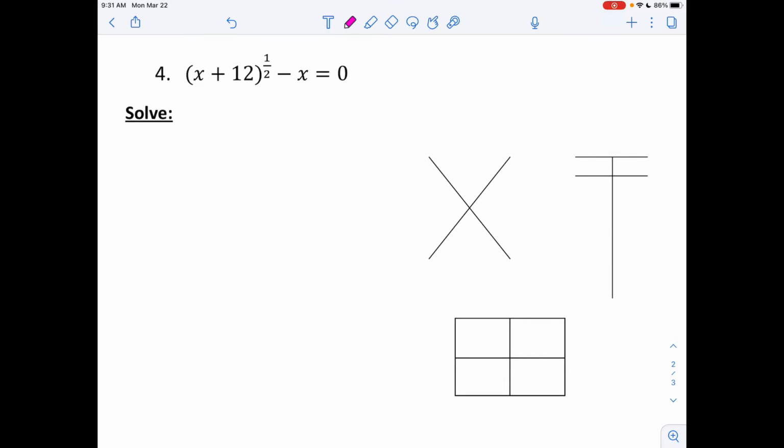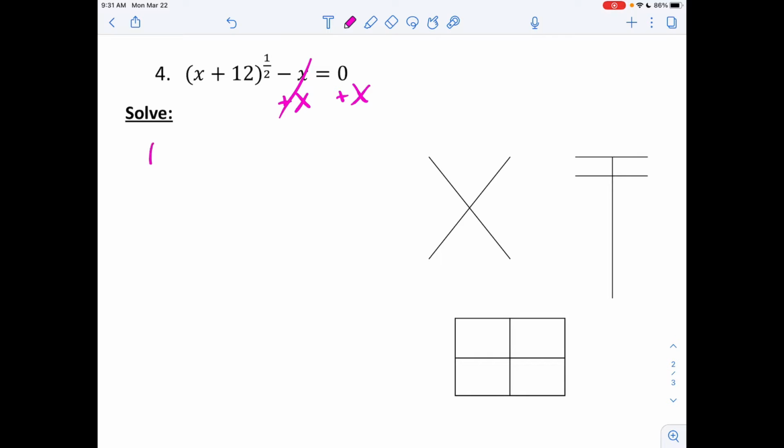One last problem to do. Problem number 4 says (x plus 12) all raised to the 1/2 power minus x is equal to 0. Well, right now I don't have the thing with the exponent on it isolated. I need to move this minus x to the other side by adding x to both sides. So let's do that first.